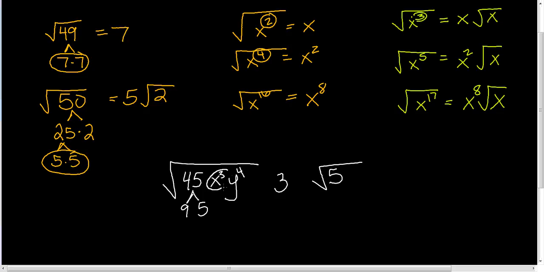X cubed, 3 can be divided by 2 one time, with a remainder of 1. And y to the 4th, 4 divided by 2 is 2, with no remainder. So our answer is 3xy squared times the square root of 5x.